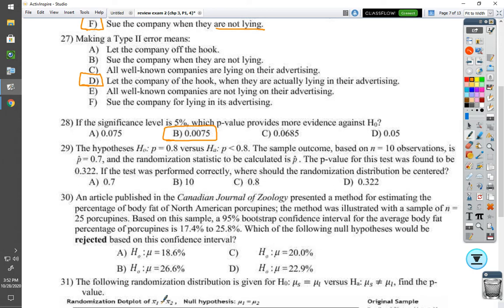The hypothesis H sub 0, p equals 0.8 versus H sub A, p less than 0.8, so this is a left tail test. The outcome is based on n equals 10 observations, and we have a p-hat value of 0.7. The randomization statistic to be calculated is p-hat. The p-value for the test was found to be 0.322. If the test was performed correctly, where should the randomization distribution be centered? Well, the randomization distribution is always centered at the null hypothesis. There's a lot of reading for something so simple.